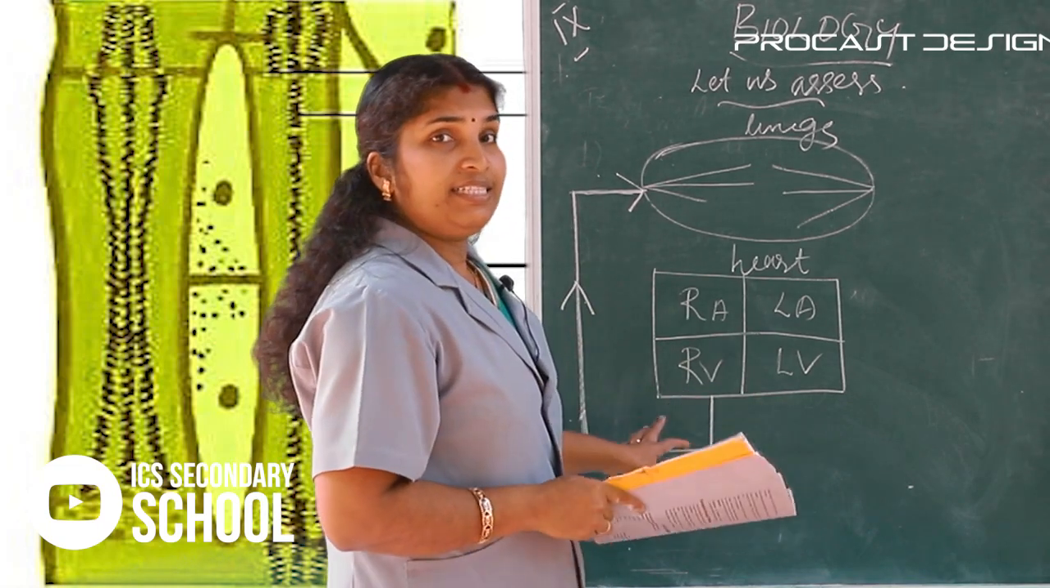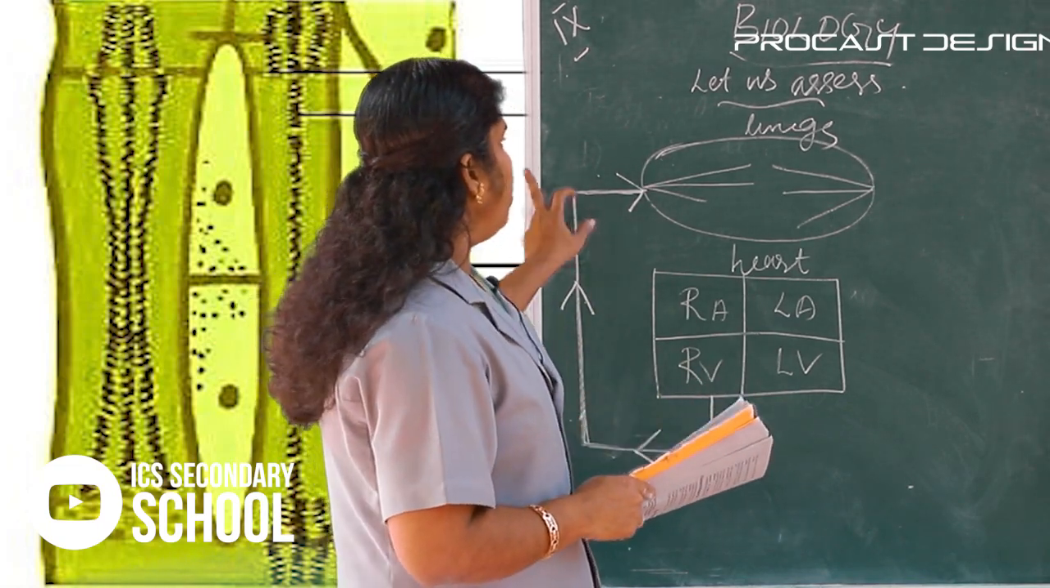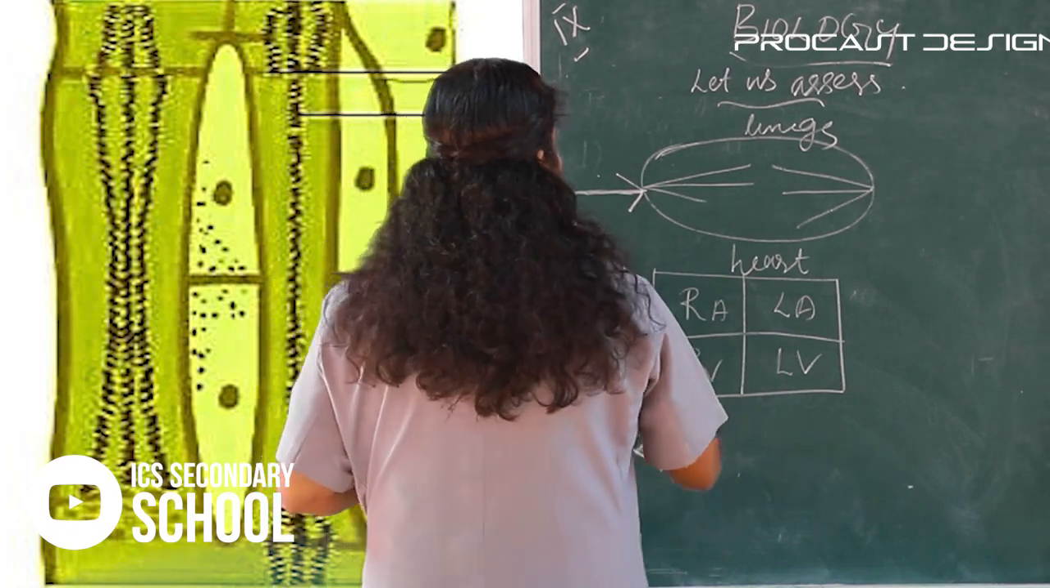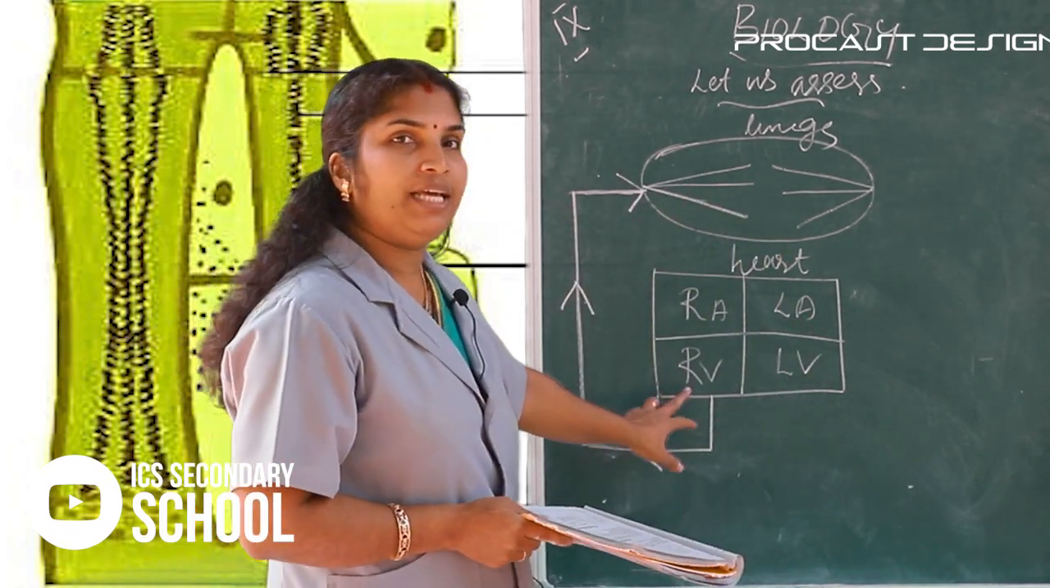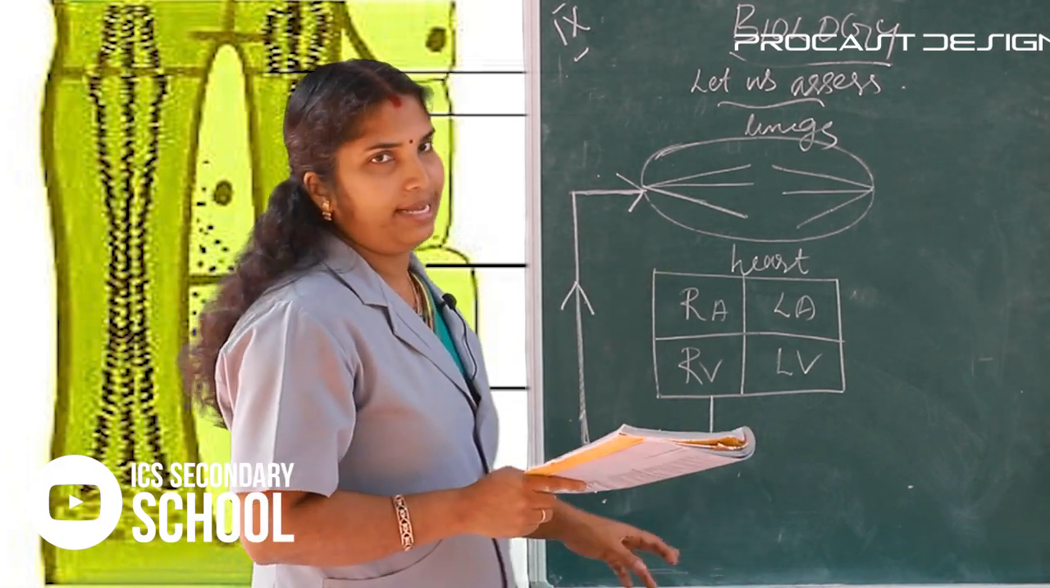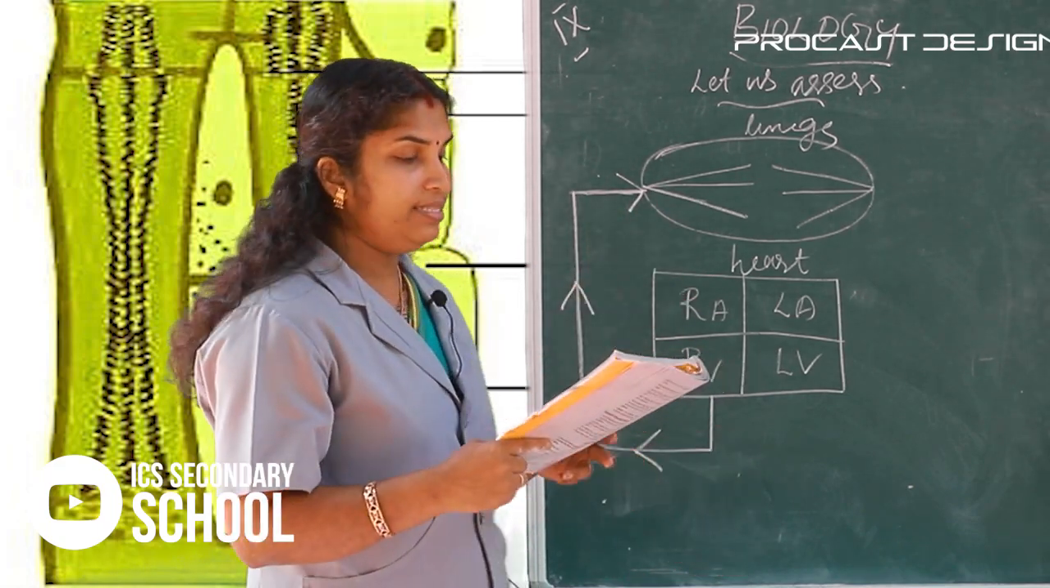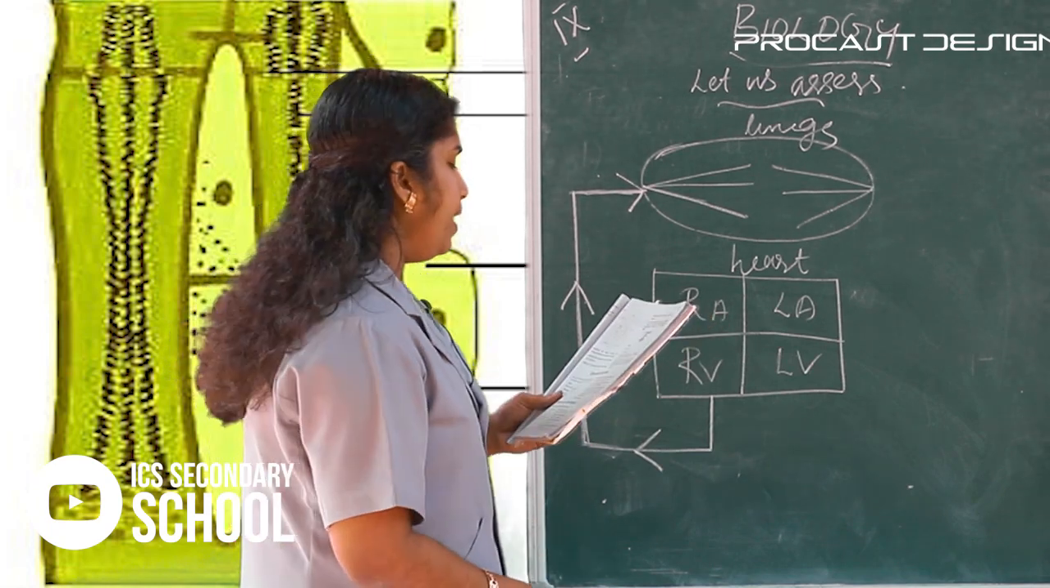The blood vessels start from the right ventricle to the lungs. Please note the direction: right ventricle to the lungs. This next.